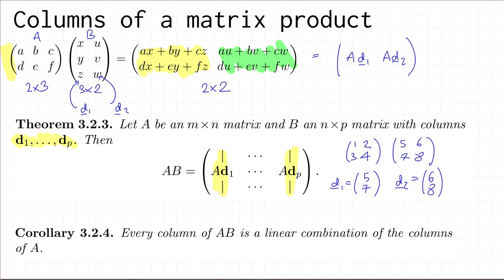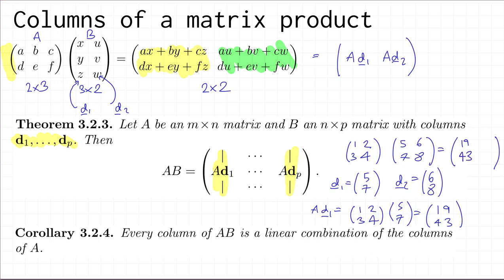And when we work this out, well, what do we have? In order to get the first column, that's going to be equal to A times D1, which is 1, 2, 3, 4 times 5, 7, which is 5 plus 14 is 19, and 15 plus 28 is 43. Don't trust my arithmetic, check that yourself. But anyway, that should be giving us the first column. So what we should find is that the first column of the product will be 19 and 43.